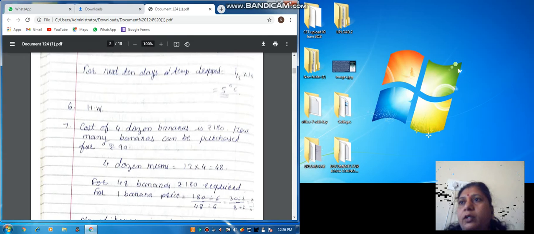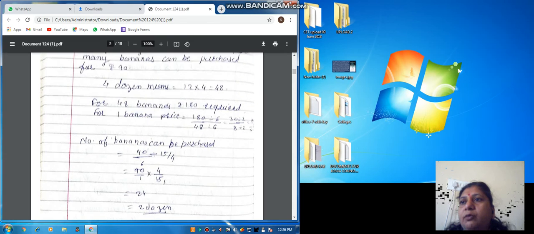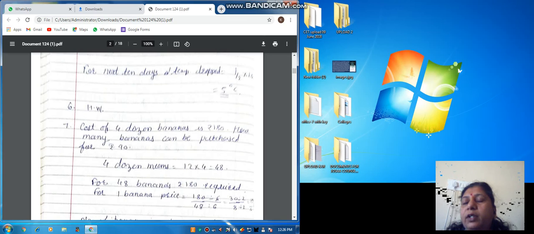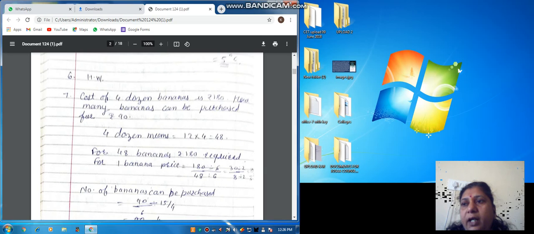The cost of 4 dozen bananas is rupees 180. How many bananas can be purchased for rupees 90? Now see, 4 dozen means 4 into 12, that is 48. Now for 48 bananas we require rupees 180. For 1 banana the price is equal to 180 upon 48, right? What is 180? Amount. And what is 48? Number of bananas. Okay, so we get the price of 1 banana.